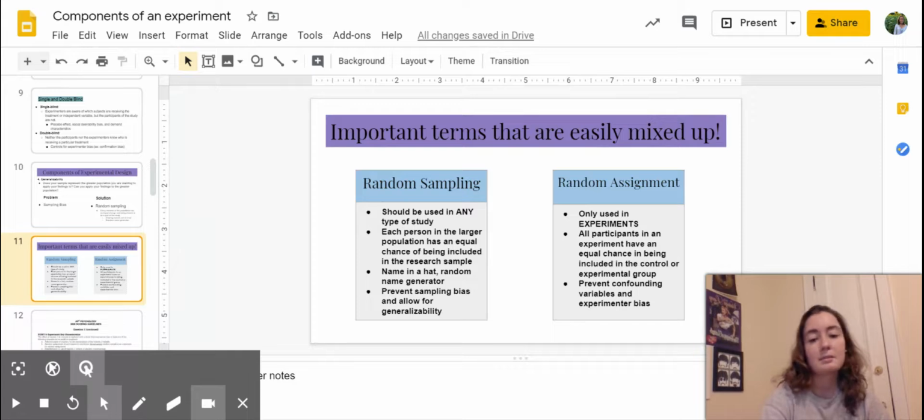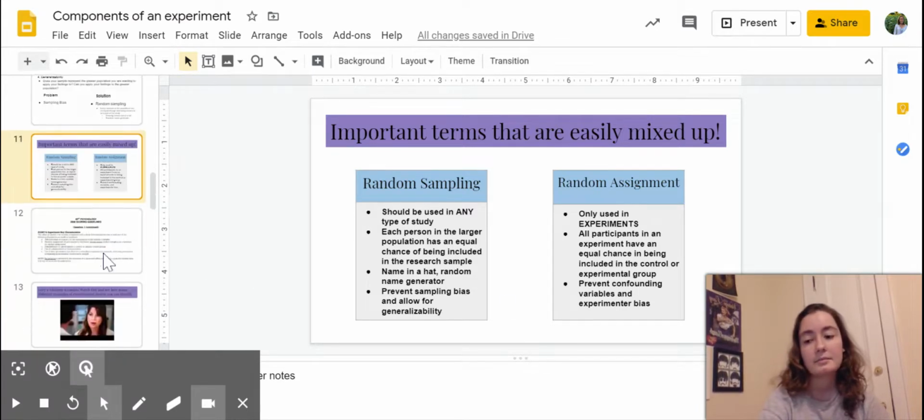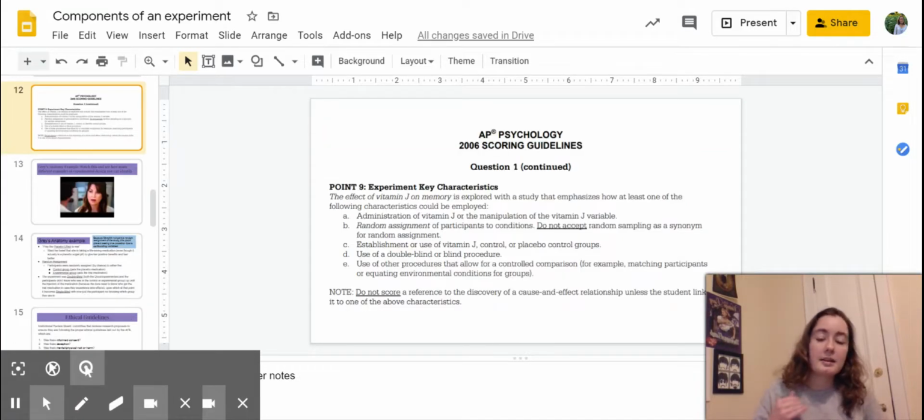And random assignment is important because it helps prevent confounding variables and experimenter bias. Okay, so let's take a break and look at an old AP exam. This is the one that we did yesterday, and I just wanted to point out an example of why it's good to know the key characteristics of each research method, especially knowing what makes an experiment unique.